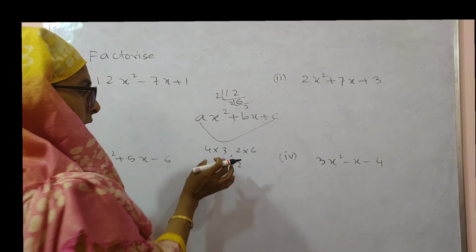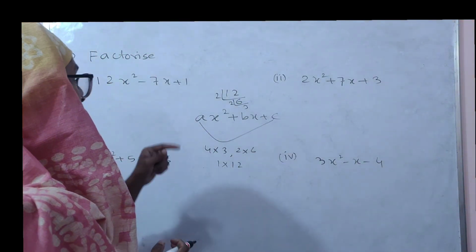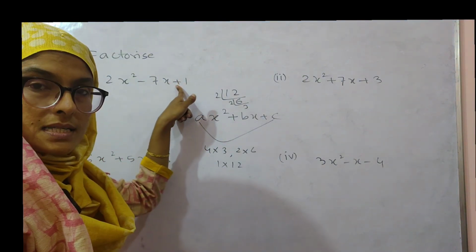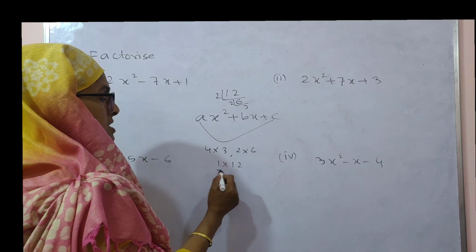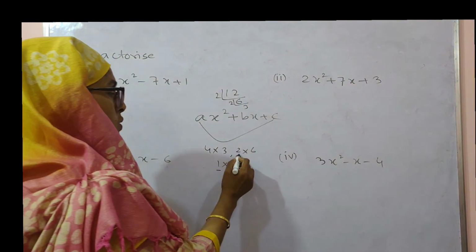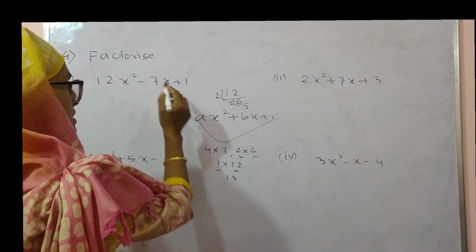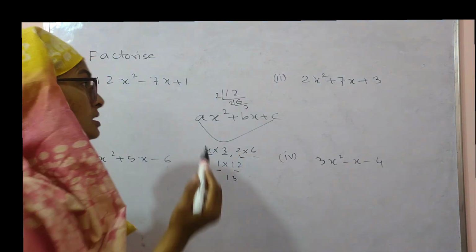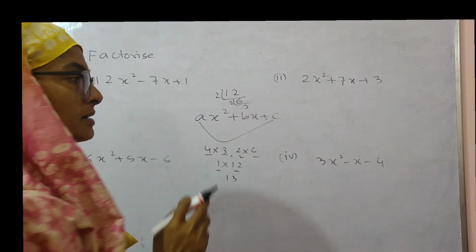You have to write the multiplication of two numbers, and if the symbol here is plus, then you have to add to get the middle term. 1 plus 12, you will get 13, so you cannot write 1 and 12. 2 and 6, if you add, you will get 8, so you cannot write 2 and 6. But here 4 and 3, 4 plus 3 equals 7. Then 4 and 3 you can write as the factors.